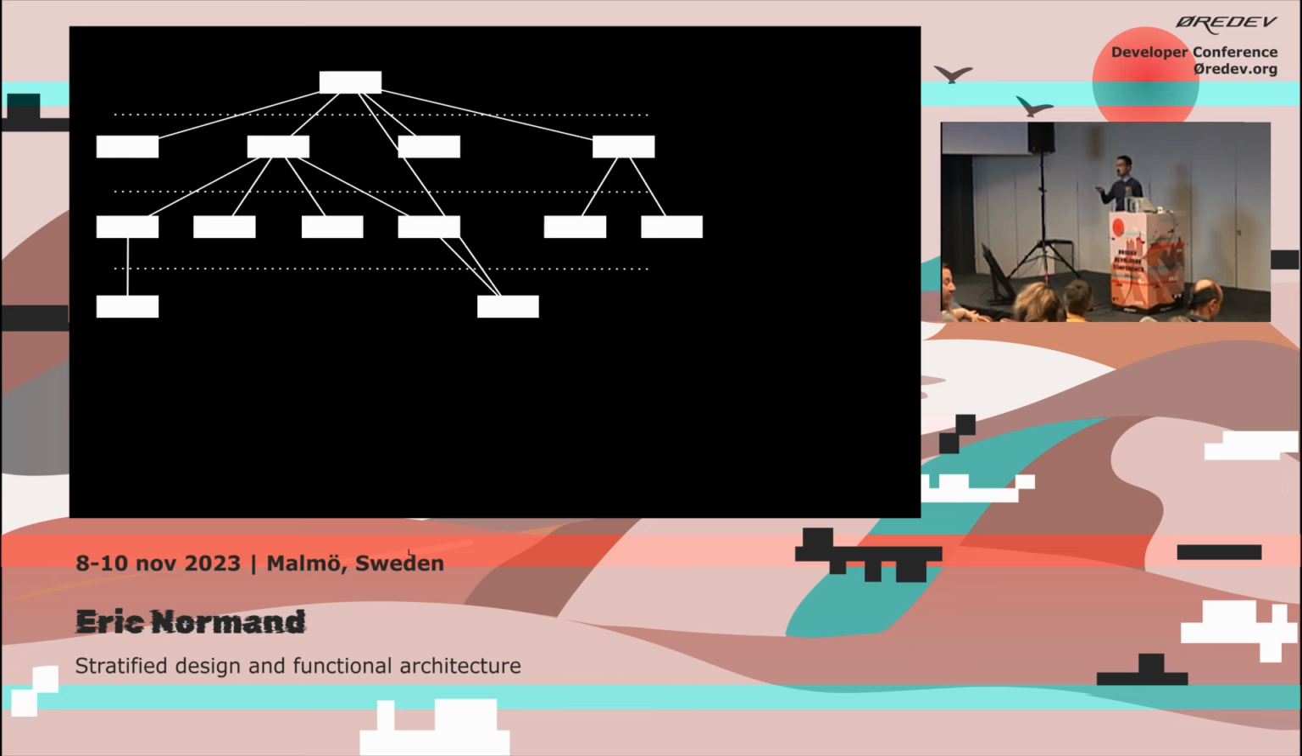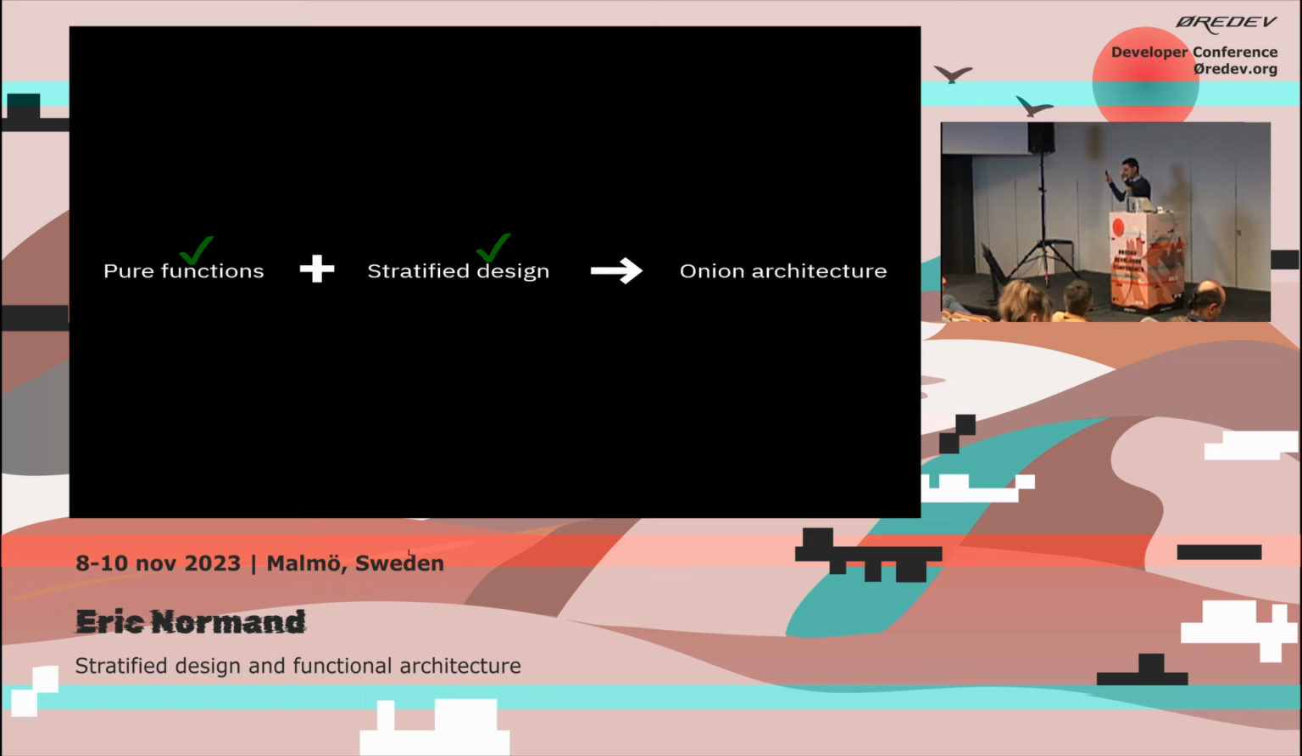Okay, one more question. What is more general and which one is more specific, the top or the bottom? Top is specific, good, good, good. And the bottom is general, yeah, awesome. Okay, we've mastered stratified design. And now I want to show how it all leads to the onion architecture, just naturally.